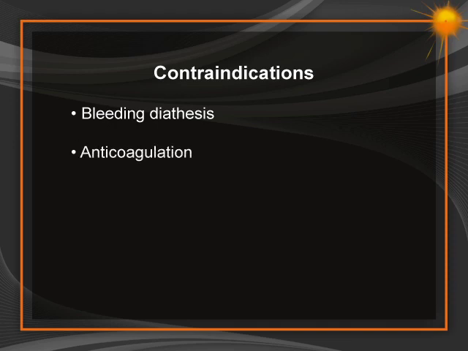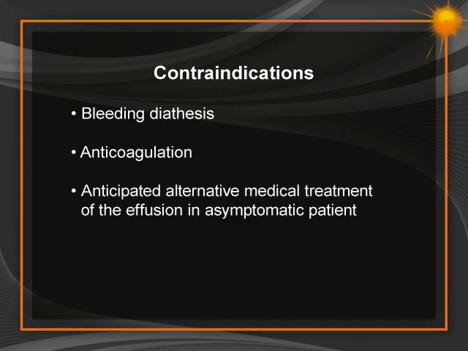There are several absolute and relative contraindications to performing thoracentesis, which should be elicited from the patient's medical history and physical exam. A history of a bleeding diathesis, anticoagulation, relative and depends on extent, plan for other treatment in asymptomatic patient, for example, planning for diuresis in patient with congestive heart failure and bilateral pleural effusions.